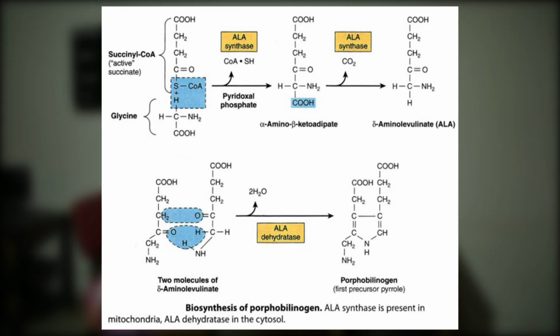condense, and water will be released by the enzyme ALA dehydratase, and finally porphobilinogen, the first precursor of pyrrole, is formed. So these are the reactions where the biosynthesis of porphobilinogen, the first pyrrole precursor, takes place. ALA synthase is present in the mitochondria, whereas ALA dehydratase is present in the cytosol. So the reaction takes place both in the mitochondria and in the cytosol.